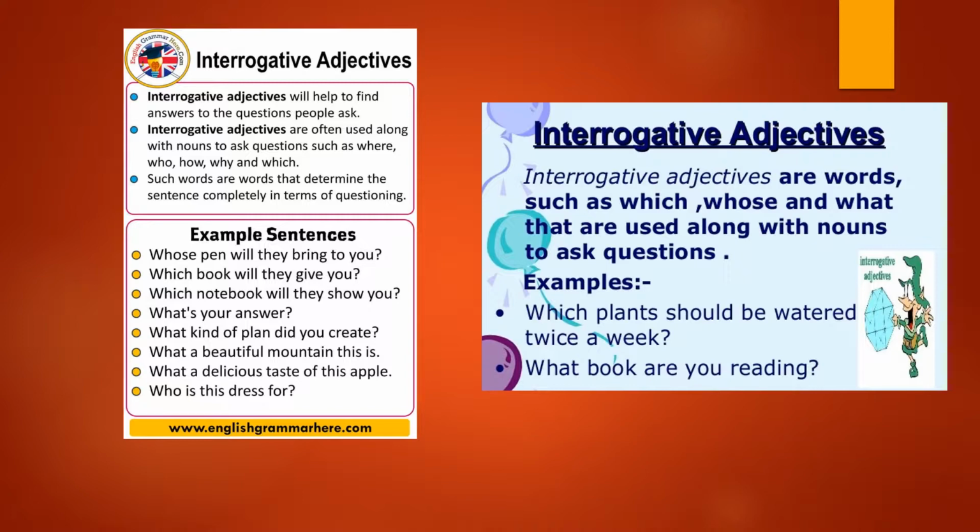Now take some other examples. Which book do you want to buy? What manner of man is he? Whose wristwatch is this? In these sentences, which, what and whose are interrogative adjectives. They are used with nouns to ask questions. Adjectives which, what and whose when used with nouns to ask questions are all called interrogative adjectives.